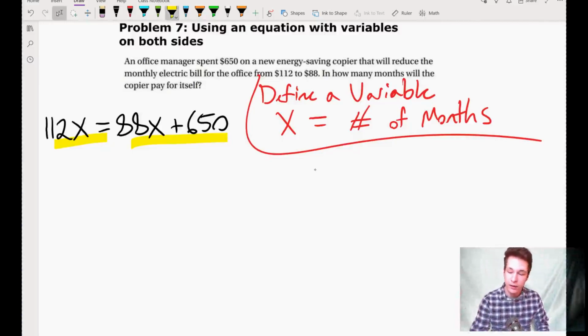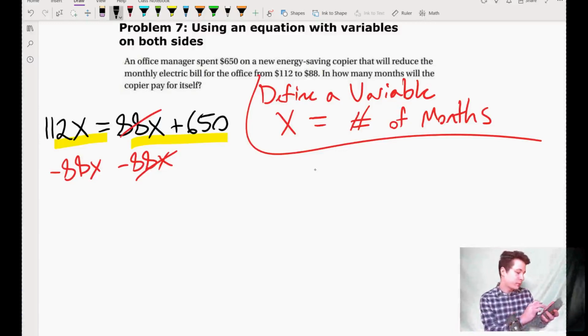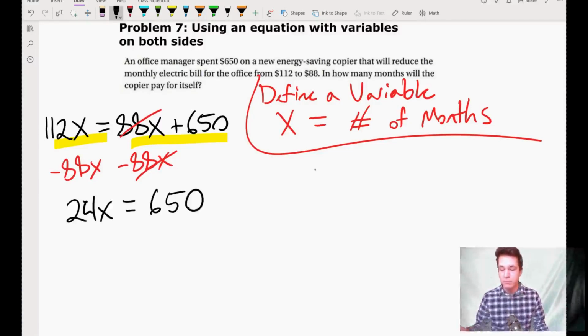Since I got a constant on the right and a variable on the left, I'm going to go ahead and move all my variables to the left side. So to do that, I'm going to subtract an 88x from both sides to get rid of that. Now it's just like a normal problem. 112 minus 88, I can't do that in my head. 24x on the left side is equal to 650.